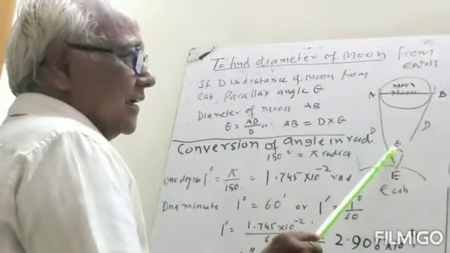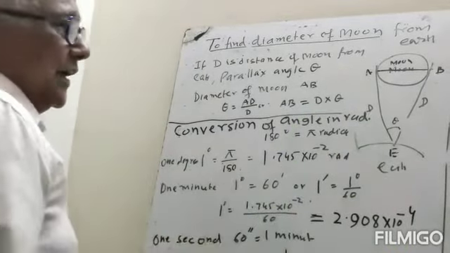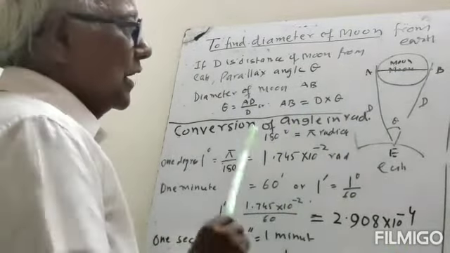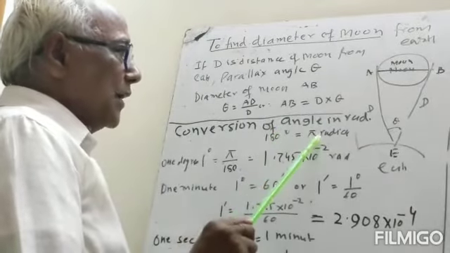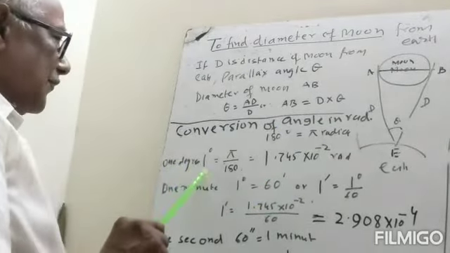Now we have to convert the angle into radians. How to convert the angle? As we know, 180 degrees is equal to pi radians. So what will be 1 degree? 1 degree will be equal to pi divided by 180. So 1 degree, we write 1 and a degree symbol over here. This is 1 degree.